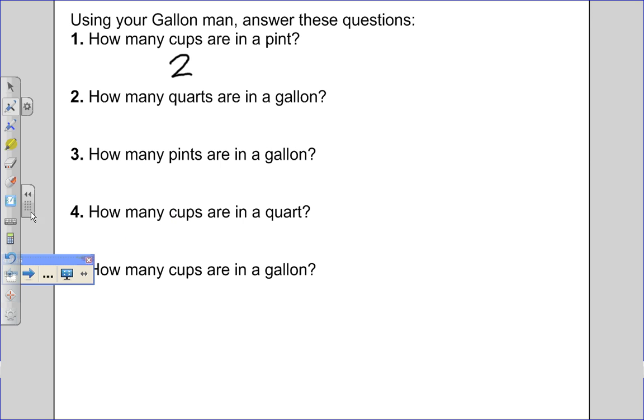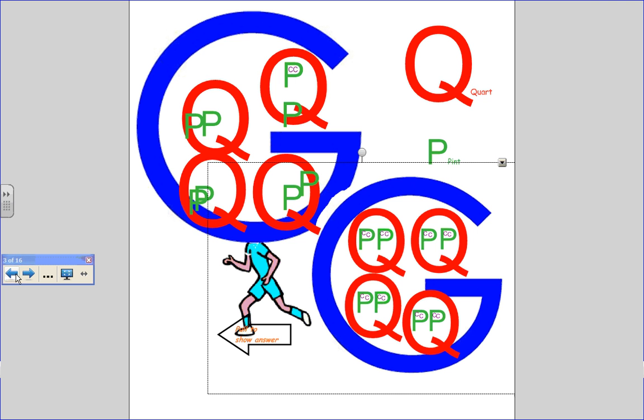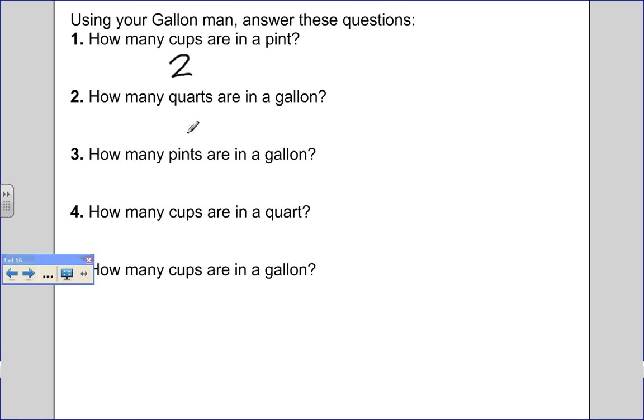Next one is, how many quarts are in a gallon? Looking at the gallon man, there are 4 Q's inside the G. So there's 4 quarts in the gallon. Now that you understand how these questions work, finish the next 3 off on your own.